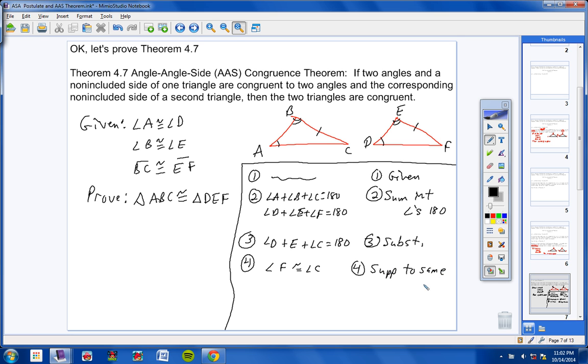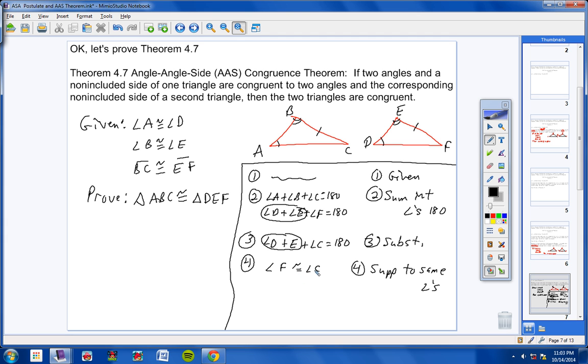Now that's not entirely true. I mean, they are. Angle F plus D plus E equals 180. So angle F is supplementary to D and E. And angle C is supplementary to D and E. So really it's okay to do that, okay? So angle F is congruent to angle C.